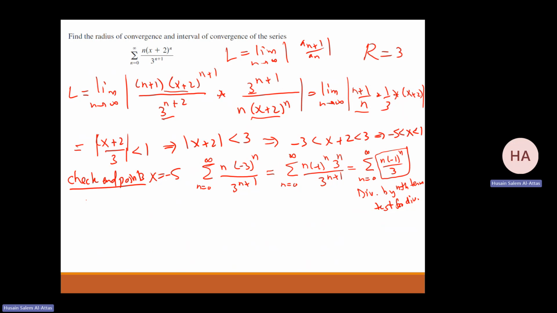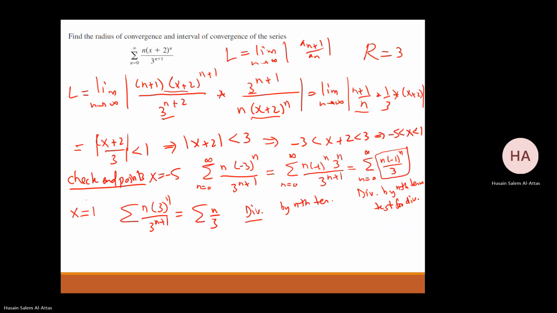Okay. Now check the other endpoints. x equals what? x equals 1. So it will be the series of n times 3 to the power n over 3 to the power n plus 1, and that will be the summation of n over 3. Same thing, diverges by the nth term test for divergence. So what will be the interval of convergence? Minus 5 and 1, both of them.